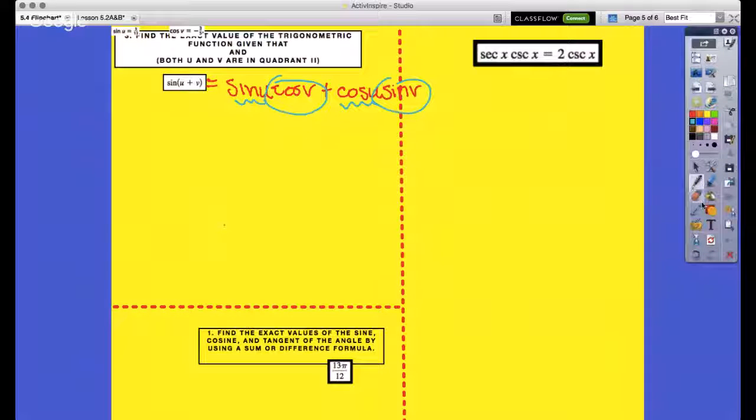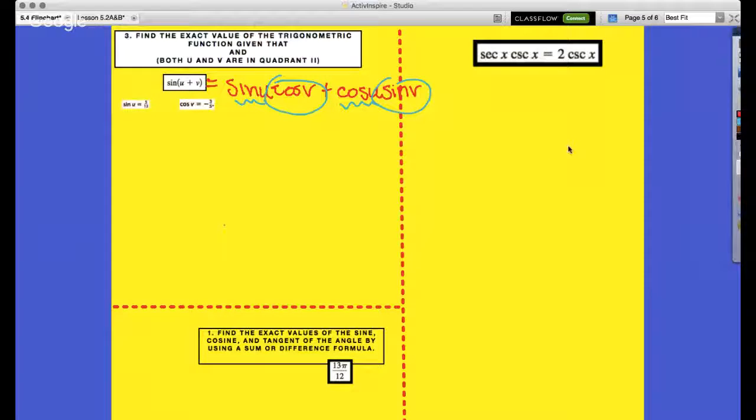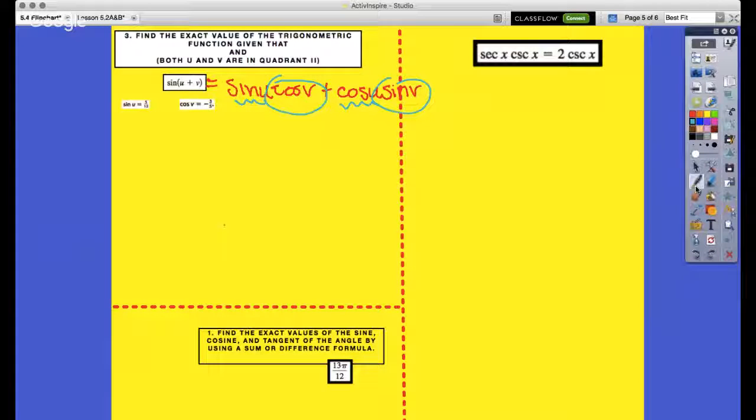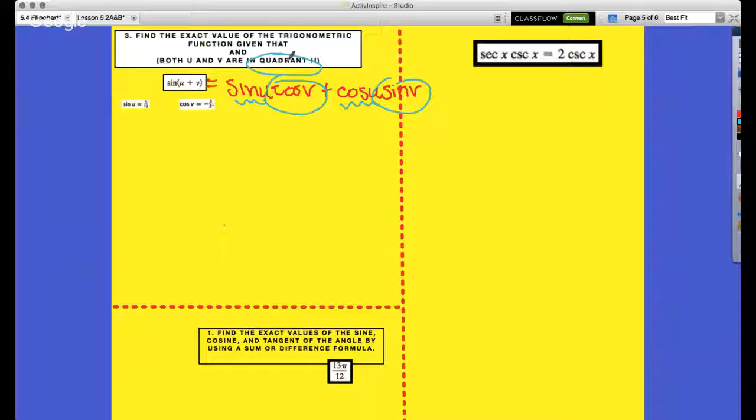There it is. You see it up in the top corner there. You see cosine and sine, that's what was given. Remember, in this situation, we want to have 2 different triangles. Both are in quadrant 2. So for u, we'll make it here. This would be u. And the second one will be v. v will be here. So u is here, v is here.